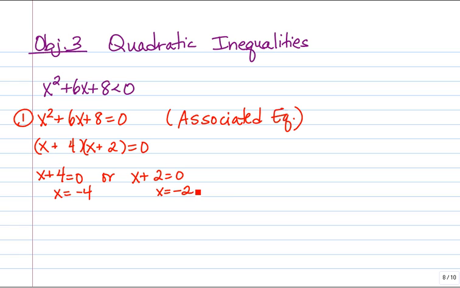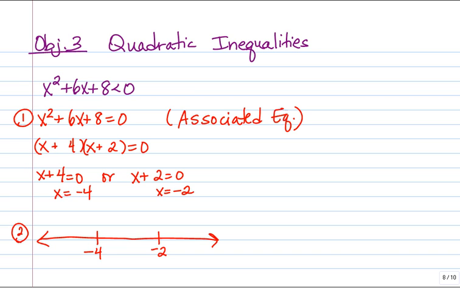So that's step one. If we look at the number line to represent all the values of x, we know that -4 and -2 are the only two numbers in the whole world that make x squared plus 6x plus 8 equal to 0. Every other value that I plug in for x is going to make this expression either less than 0 or greater than 0. And I've got to test to determine where those solutions lie. In other words, I need to find all the values for x that make this quantity, x squared plus 6x plus 8, less than 0.